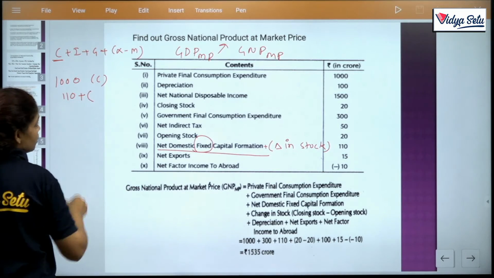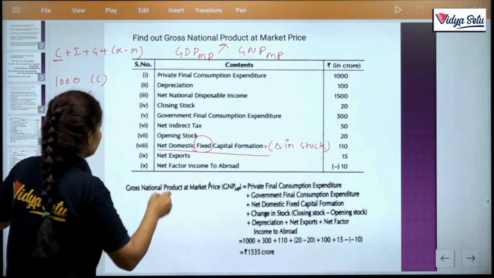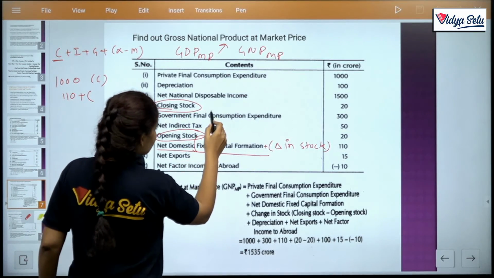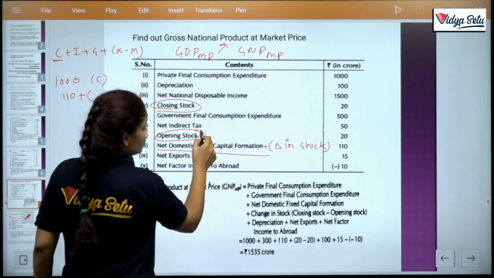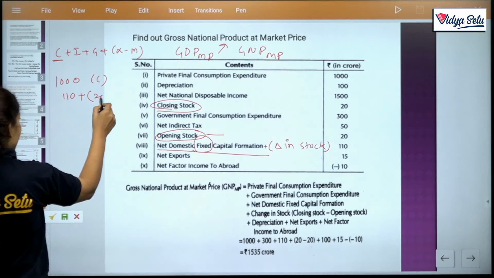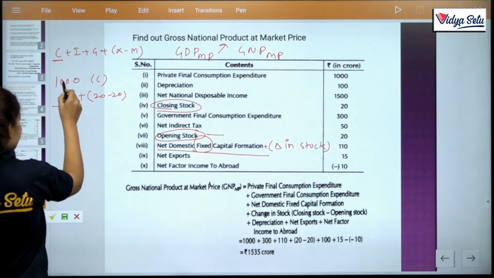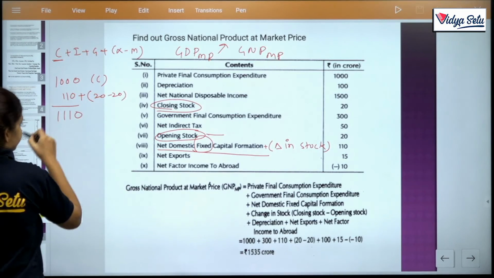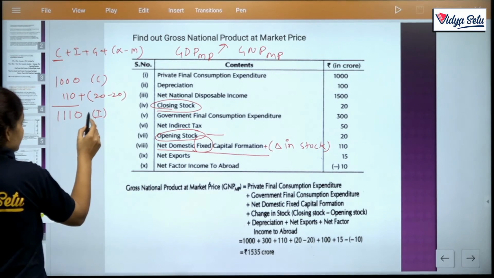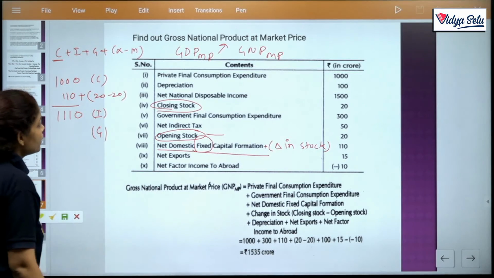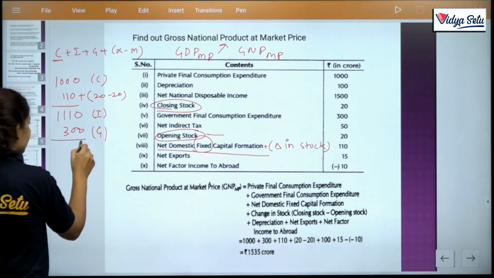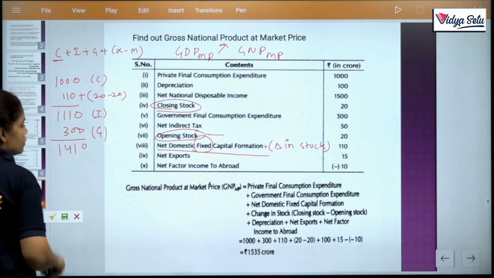plus change in stock. So change in stock is closing stock minus opening stock, and the closing stock is this, opening stock is this. There is only 20, so there is 0. So here we add. So this is I. Okay. After that, now we have C plus I plus G. Now what is G? Government final consumption expenditure 300, so 1541.